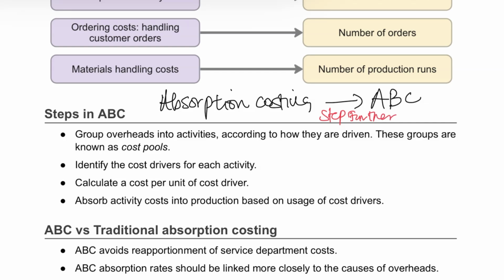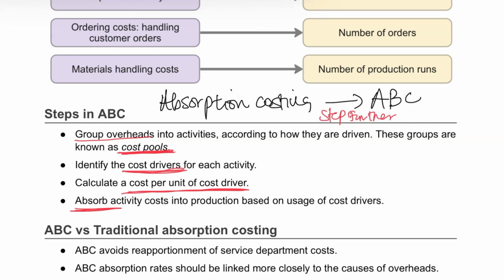So what are the steps of activity-based costing? One is we need to identify the relevant overhead costs. So group overheads into cost pools. That means identify cost in relevant areas. Then we identify what drives cost. So one is cost pools. We put overhead cost into cost pools. Then we identify what drives it. Then we calculate the cost per unit of each cost driver, and then we absorb it to individual products.